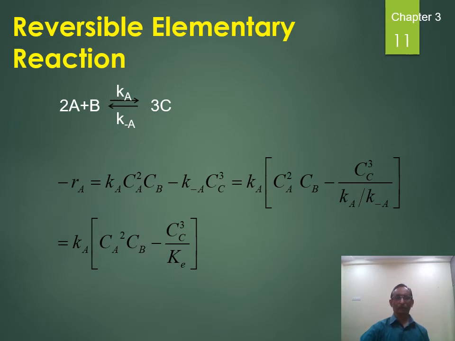So plus RA is equal to, it is going to form, K minus A Cc cube, because this is on the reactant side now in the reversible reaction. Then addition of that gives minus RA equal to Ka Ca square into Cb, minus, change of sign, K minus A Cc cube.